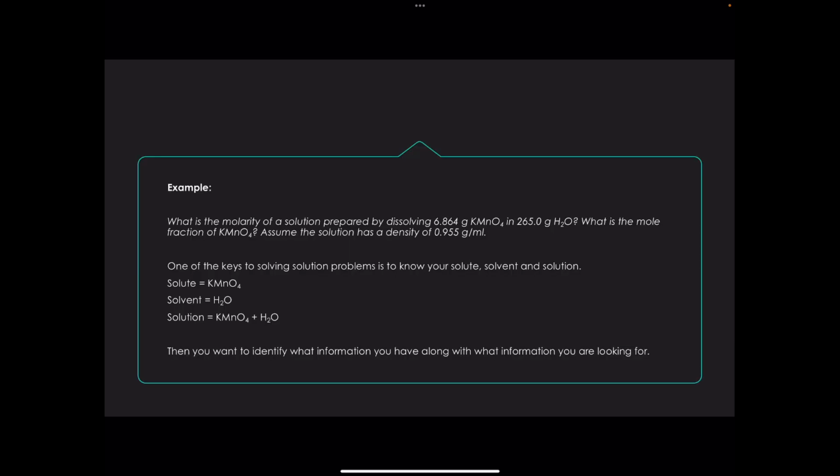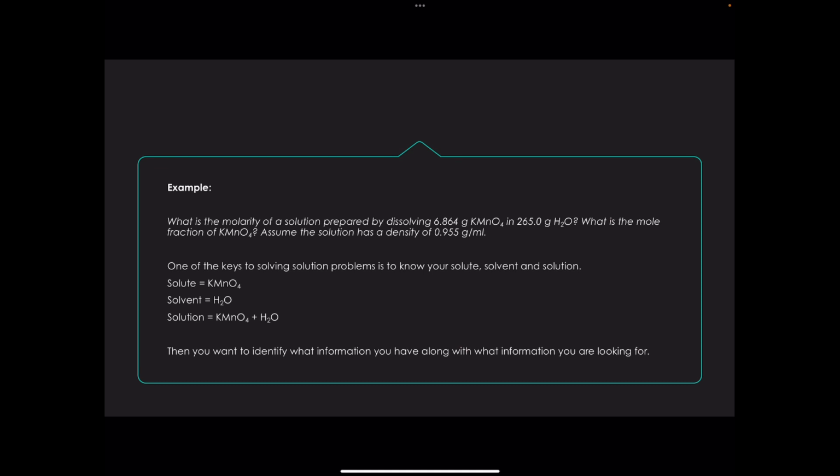So if we look at an example, we're asked the molarity of a solution prepared by dissolving 6.864 grams of potassium permanganate in 265 grams of water. We're asked for the mole fraction as well, and we're told to assume the density of the solution is 0.955 grams per milliliter. So we've got a lot of information there.